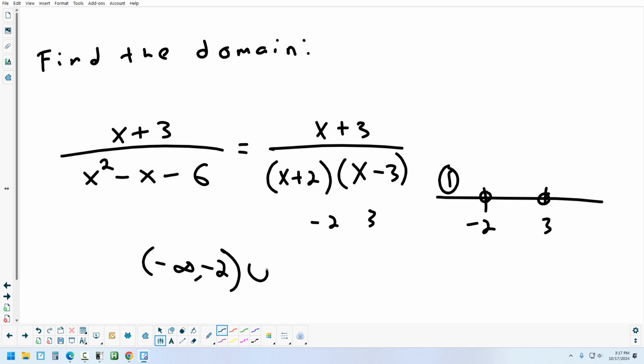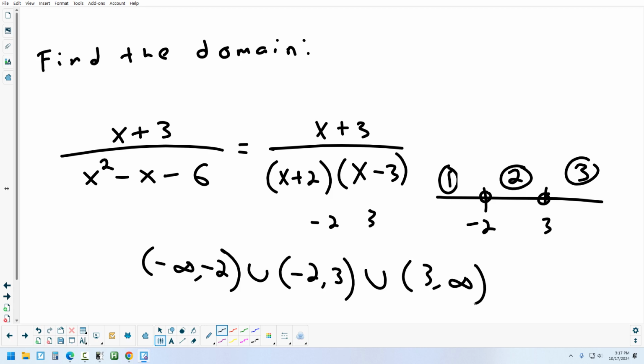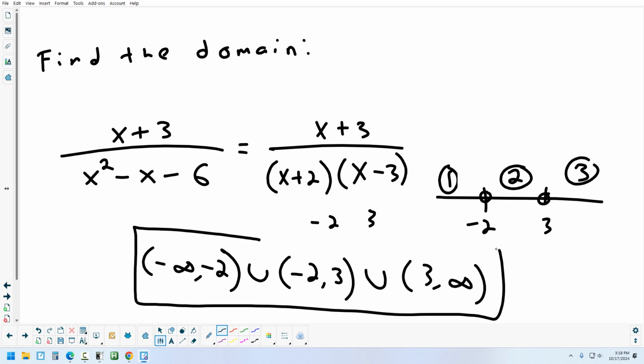We'll call this one section 2. What would be the numbers I can use in section 2? -2 to 3, both open. Yep, so open interval there. And the last section of numbers I could pick from? 3 to infinity is also both open. So that is how you would write the domain using interval notation. Any questions on that one?